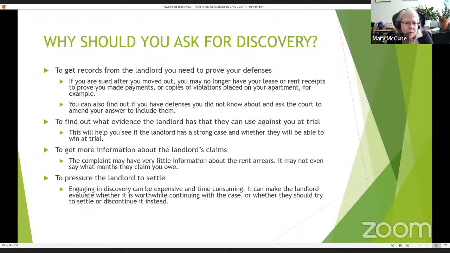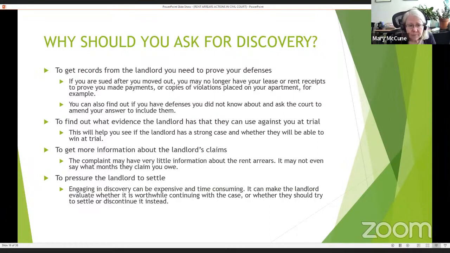Like maybe they sued you for moving out early and say you owe a bunch of months of rent, but then you ask them for documents and you find out they rented the apartment like the week after you left. So they're not allowed to double dip. If they were getting rent for those months, they can't turn around and sue you for it.